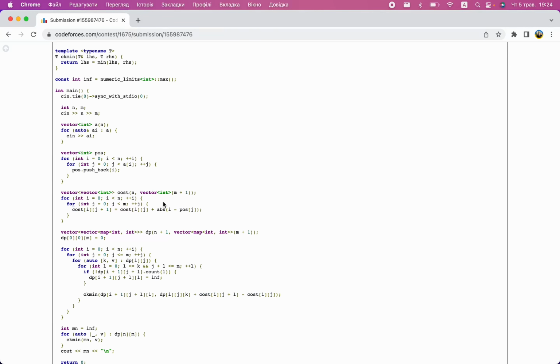So cost is eventually prefix sums of the absolute difference between the position of the j-th pancake and the i-th plate. This value is how far we need to move the j-th pancake for it to end up in the i-th position. And by computing prefix sums of this cost for a fixed position, we can quickly tell how many operations it will take us to move some subsegment of pancakes into some position with this kind of expression.